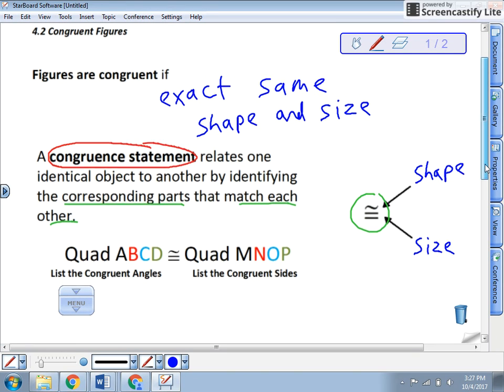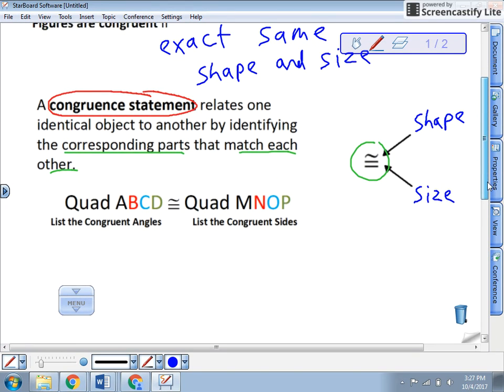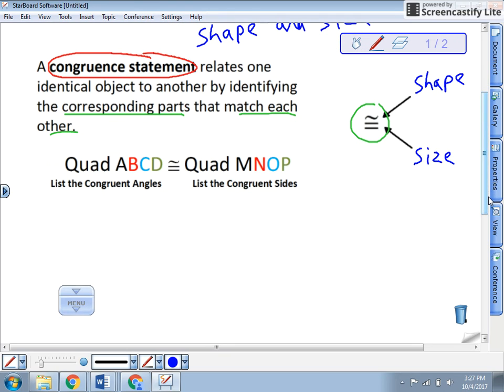The piece on top is for similar figures, referring to the shape, and then the bottom refers to the size. So here we go. Here is our congruent statement. It says quadrilateral ABCD is congruent to quadrilateral MNOP. Now I don't have a figure for it because sometimes the figure can be distracting. The congruent statement tells you everything you need to know. Order is extremely important, so I'm going to make a note. Order matters.